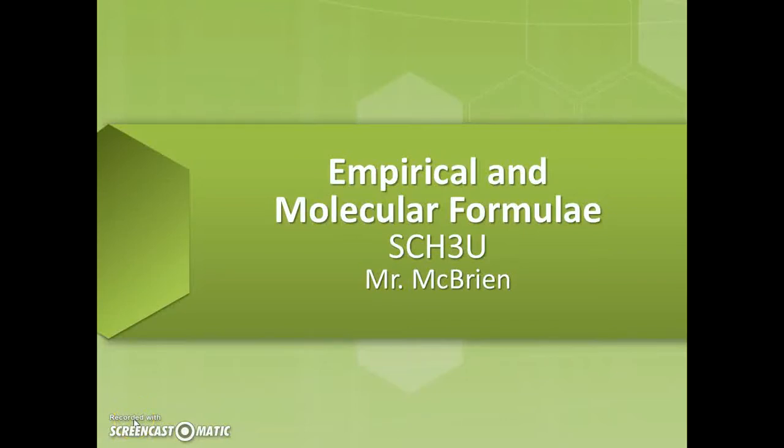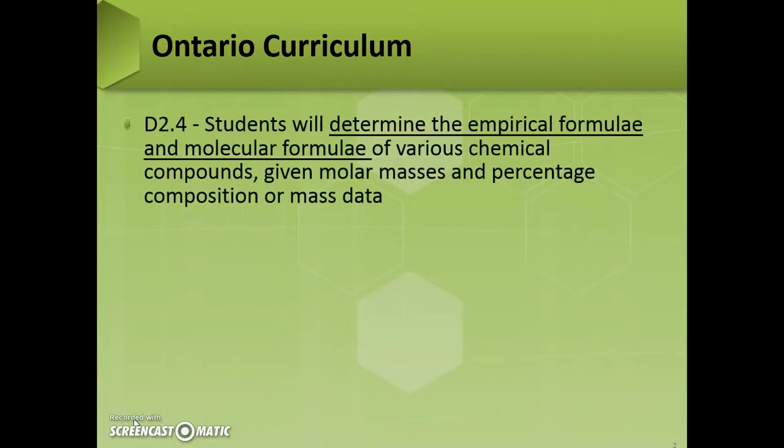This is SCH3U, Empirical and Molecular Formulae. So in the Ontario curriculum, objective D2.4 is that students will determine the empirical formula and molecular formulae of various chemical compounds given molecular masses, molar masses, and percentage composition or mass data. This is what we're going to work on today.